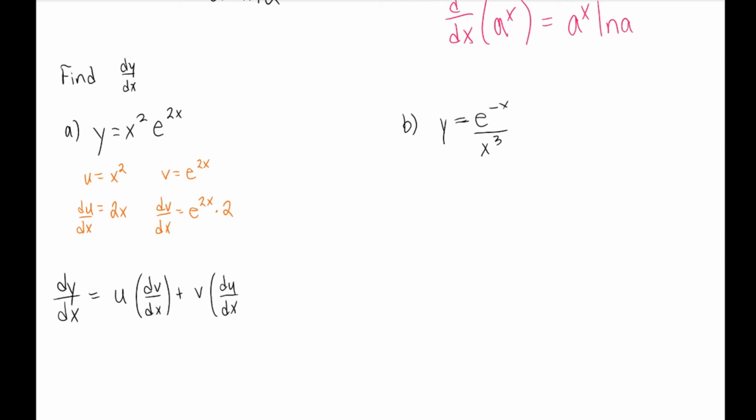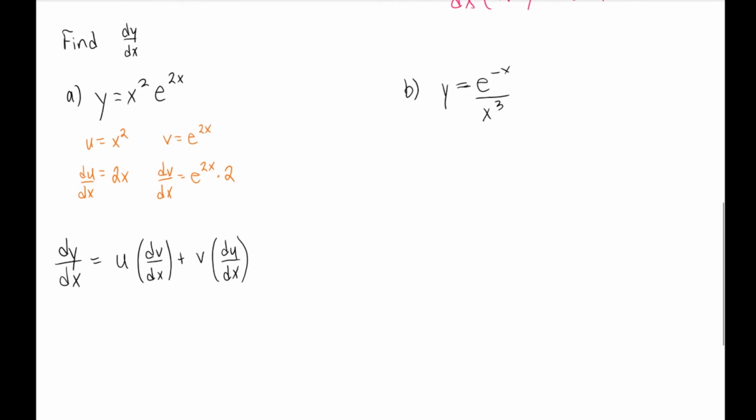So we're just kind of mixing and matching the function of one, the derivative of the other, multiply them together, and then do the same thing with the other term. U is x squared, dv by dx is 2e to the 2x, so I've just simplified it there. V is e to the 2x, and du by dx is 2x.